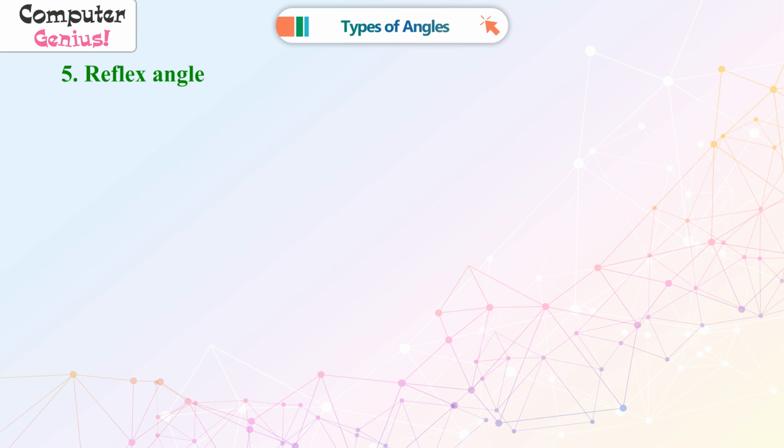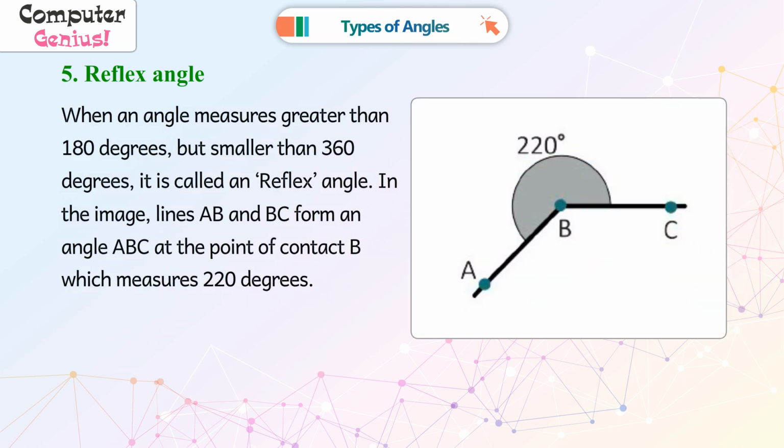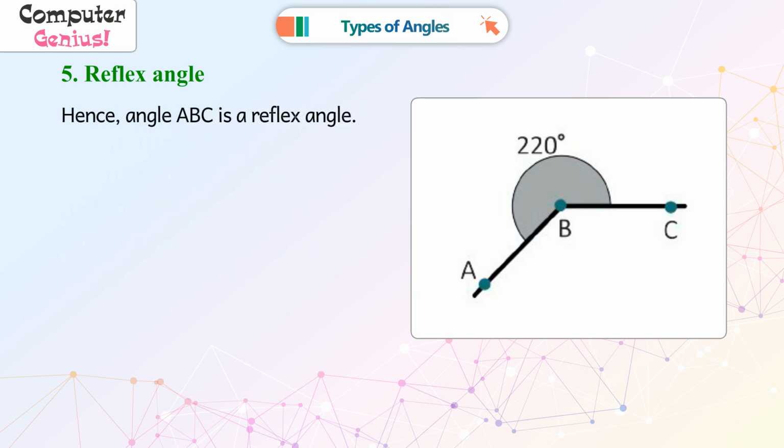5. Reflex angle. When an angle measures greater than 180 degrees but smaller than 360 degrees, it is called a reflex angle. In the image, lines AB and BC form an angle ABC at the point of contact B, which measures 220 degrees. Hence, angle ABC is a reflex angle.